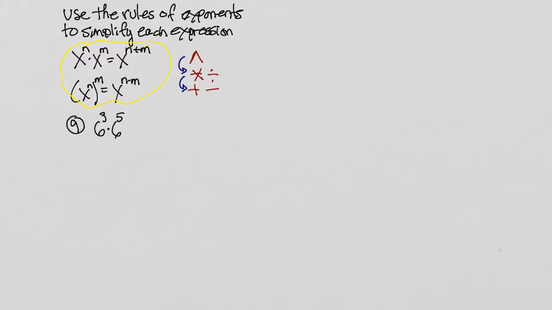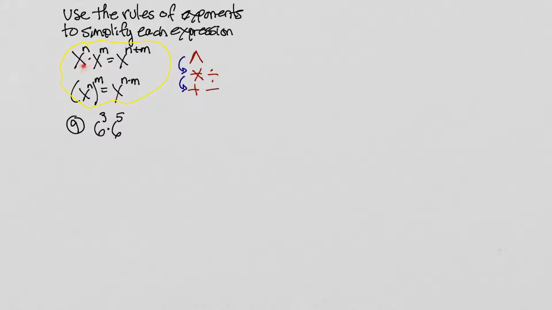So here in problem number 9, we're multiplying two powers with the same base, right? I've got this power and this power. They both have the same base, 6. So what am I going to do? Since I'm multiplying, come up here. What's right below multiplication? Addition. So we're going to add the exponents. And that is this rule here: if you have two powers with the same base, you add the exponents.